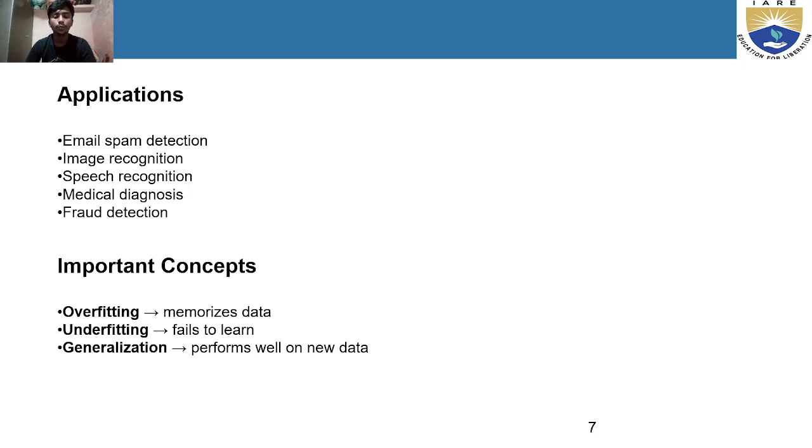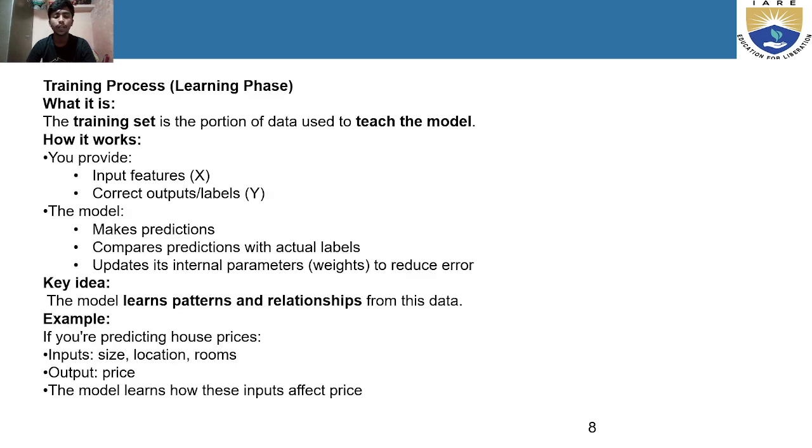Next, important concepts are overfitting, underfitting, and generalization. Overfitting memorizes the data. Underfitting fails to learn. Generalization performs well with new data.